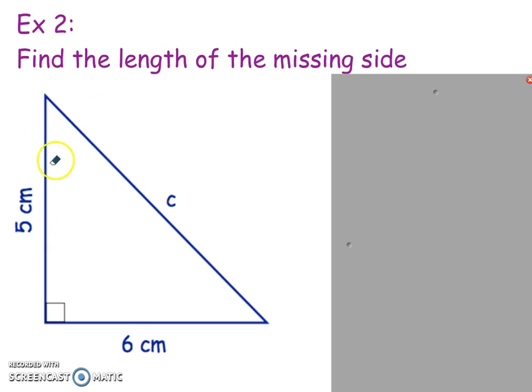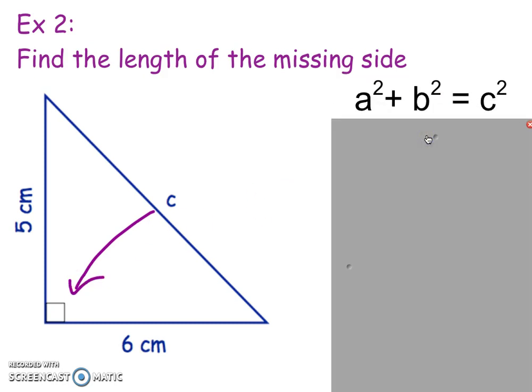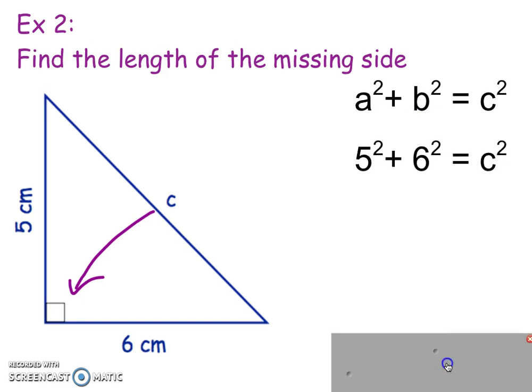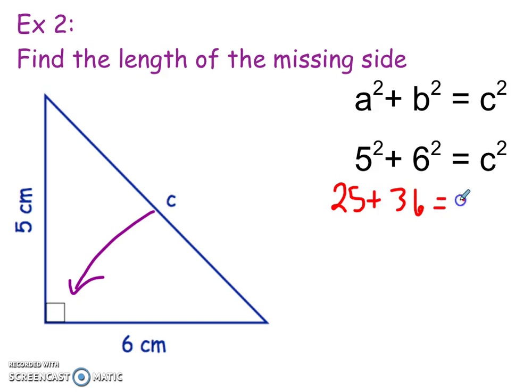Example 2, same kind of thing. I've got an A and a B. They can be mixed up. C has to be the side across from the right angle. So I've got it as A squared plus B squared equals C squared. I put 5 in for A and 6 in for B, although I could have switched those. 5 squared is 25. 6 squared is 36. Add those pieces together. Let's see, 25 and 36 is 61. So that's going to be 61 is C squared.